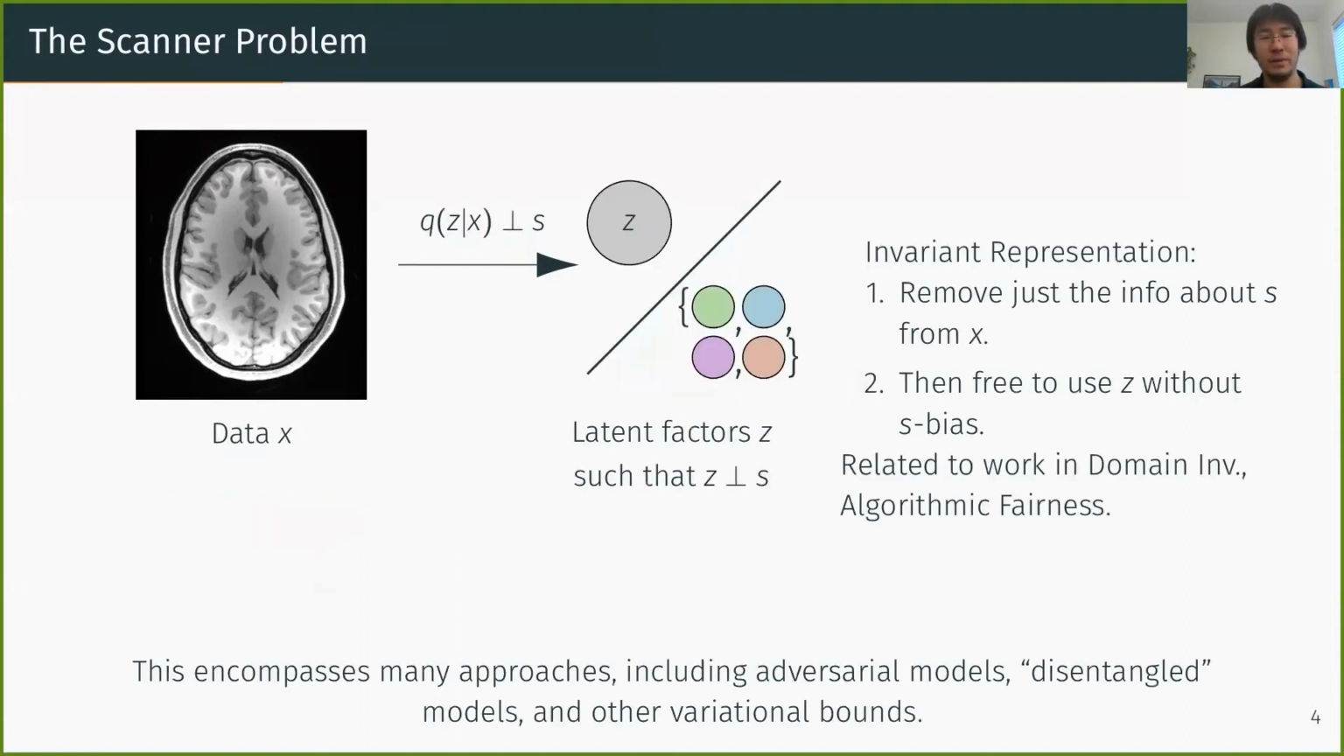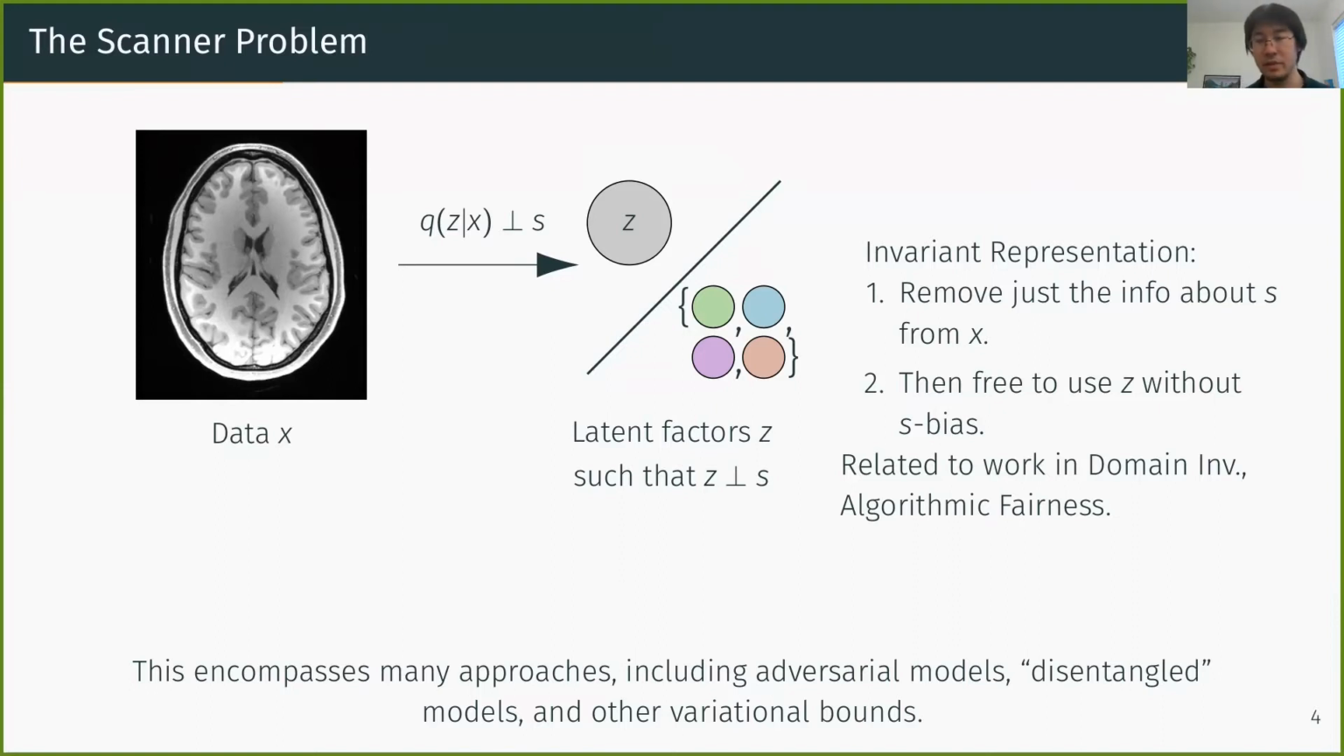And I've already spoiled it, but instead, what we could do is take out the scanner signal. So we could learn a representation that's invariant to scanner or site. So this is a Z that's orthogonal to S. And by learning such an invariant representation, we remove the information about S from Z, and then whatever we do with Z will also be similarly S unrelated.